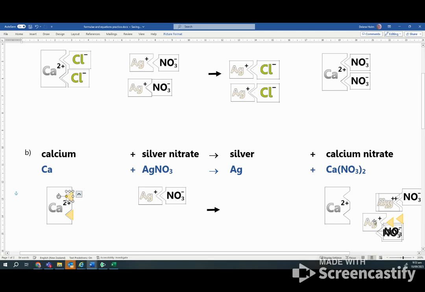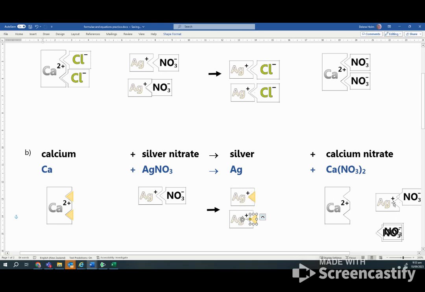And what's gained it is the silver. So one of those electrons will go to one silver atom, but I need the other electron to go somewhere as well, so it's got to go to another silver ion to form another silver atom. So I've got here a calcium atom with a silver ion. Now I'm forming two silver atoms and a calcium ion.